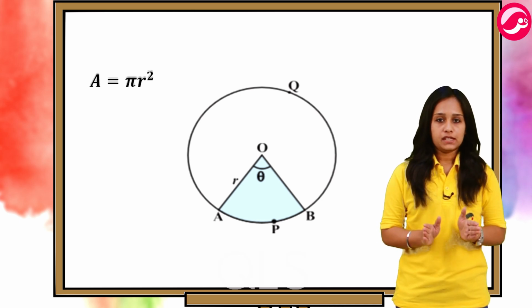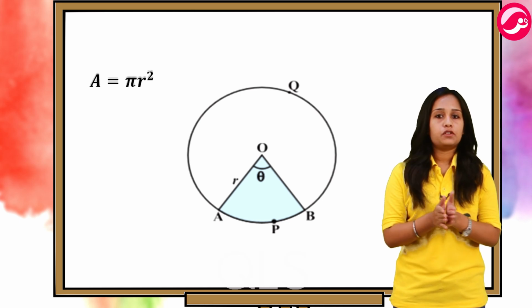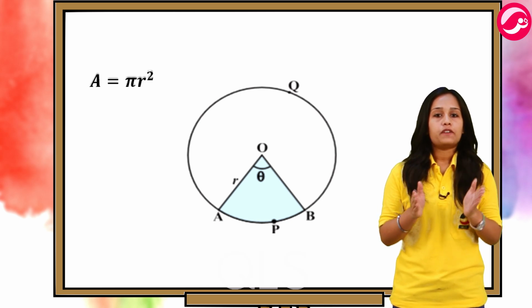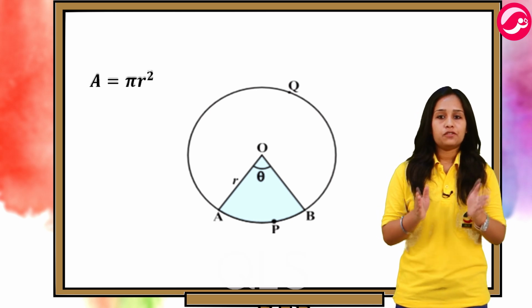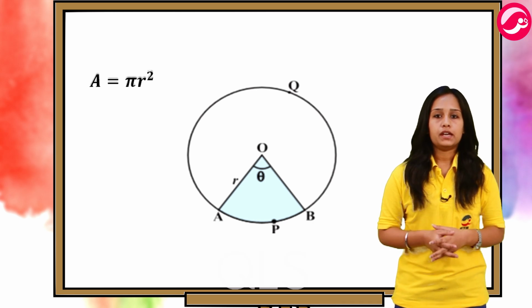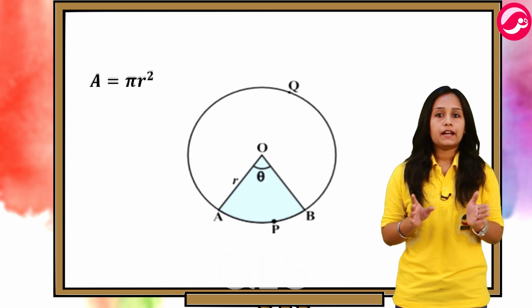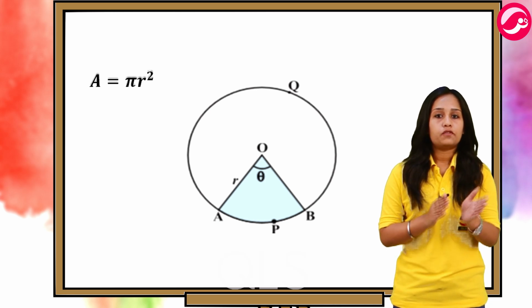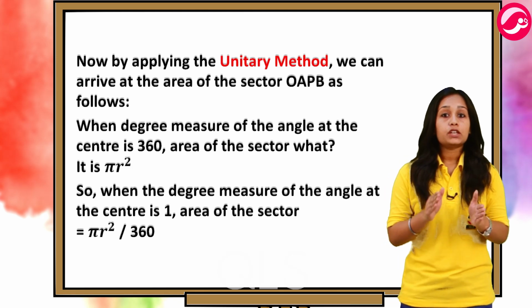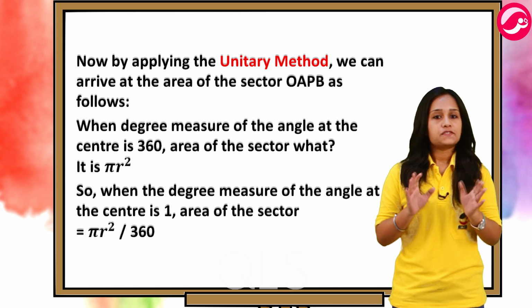Let OAPB be a sector of a circle with center O and radius r. You can see the given figure. Let the degree measure of angle AOB be theta. You know that the area of a circle, in fact of a circular region or disk, is pi r square. In a way, we can consider this circular region to be a sector forming an angle of 360 degrees, that is of degree measure 360 at the center O. Now, by applying the unitary method, we can arrive at the area of the sector OAPB as follows.